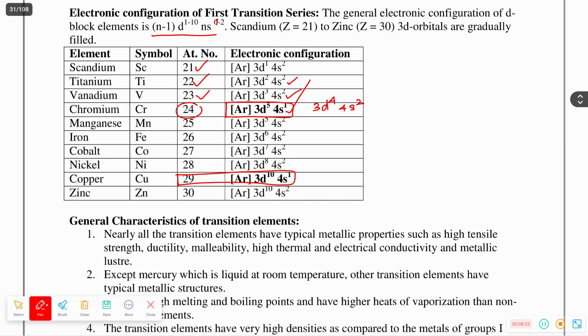Then here is copper. What is the expected electronic configuration? 3d9, 4s2. You know that half-filled and fully filled configurations are stable. So one electron will exchange to 3d. Then the electronic configuration becomes 3d10, 4s1. So what is the electronic configuration of chromium? 3d5, 4s1. And copper is 3d10, 4s1.